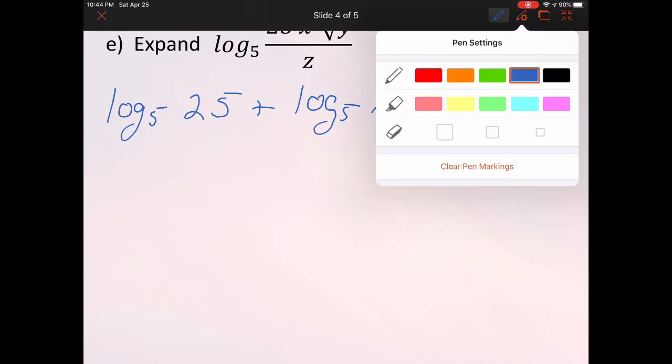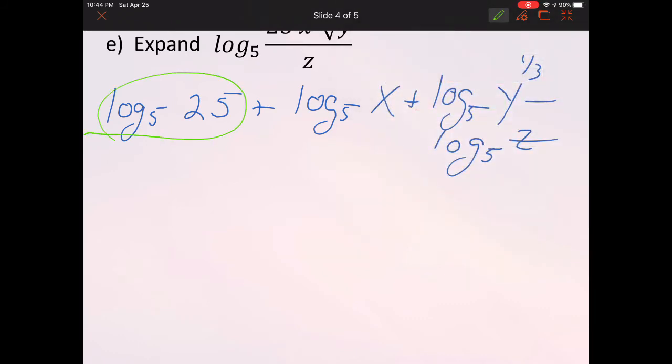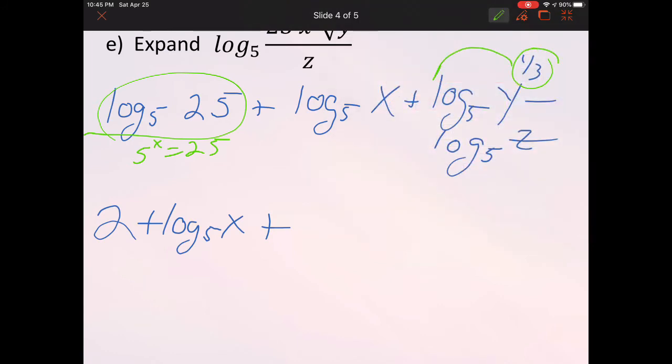All right, so now, just from the last one, see that log base 5 of 25? That can be rewritten as a 2. So if we go here, I'll go green just to show you. This is 5 to the what is 25, and we know it's 2. So 2 plus log base 5 of x plus, okay, you see that 1/3? That's got to go in front. So that's 1/3 log base 5 of y minus log base 5 of z.